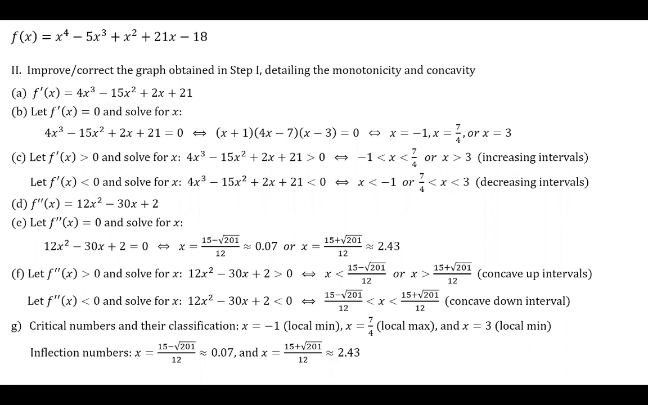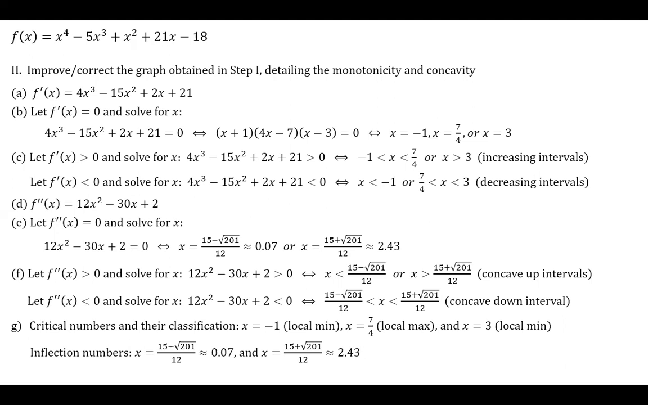Then we can let f double prime x, which is the second derivative, be greater than 0 and solve for x. Again, we have two solutions. x is either less than (15 minus square root of 201) over 12, or x is greater than (15 plus square root of 201) over 12. In these two intervals, the function is concave up.